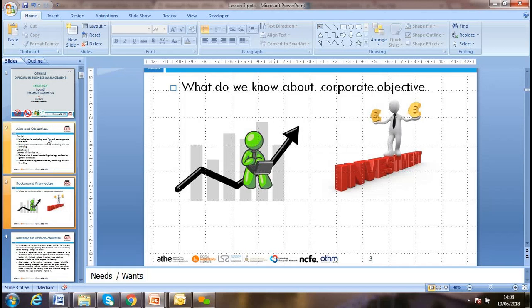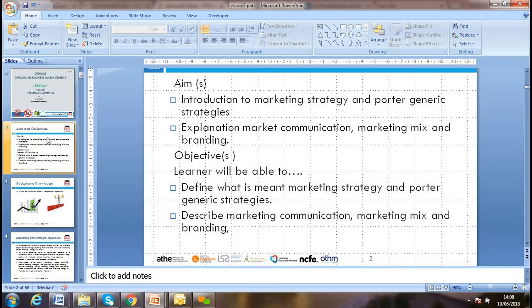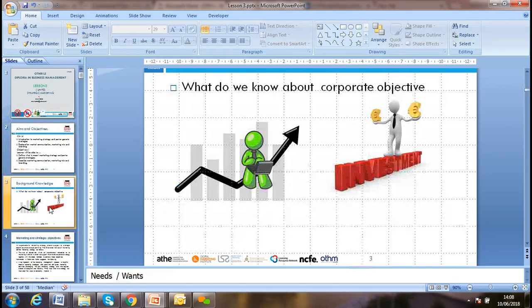So like today's lesson, we have objectives: marketing strategies, and we'll discuss marketing communication, marketing mix, and branding. And at the end of the lesson, I wish you will be in a position to explain, define and discuss. So objective means end result, what we'll achieve, end of the activity, end of the goal. So when we look at corporate objective, this means the overall objective we have as an organization.